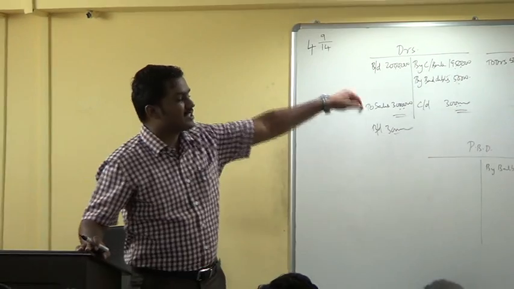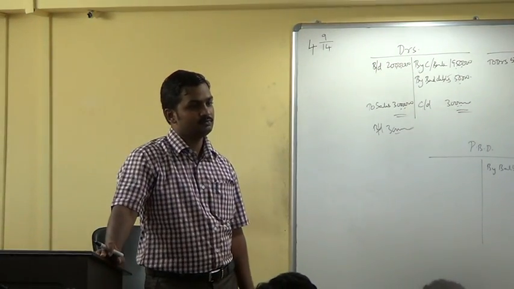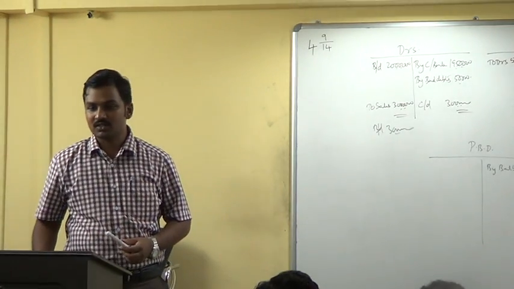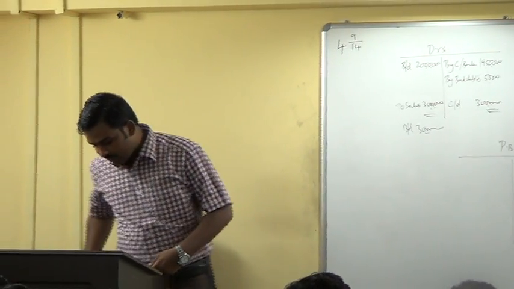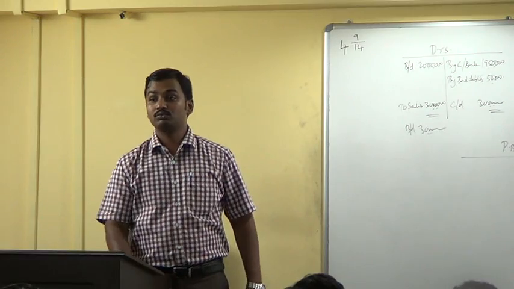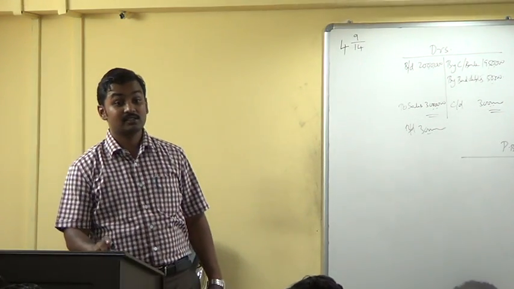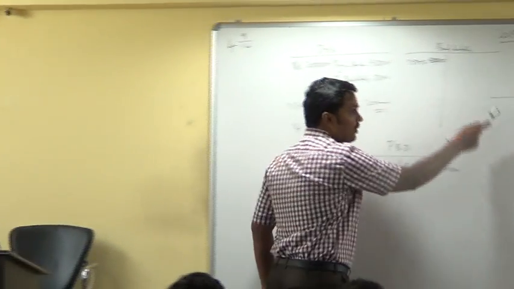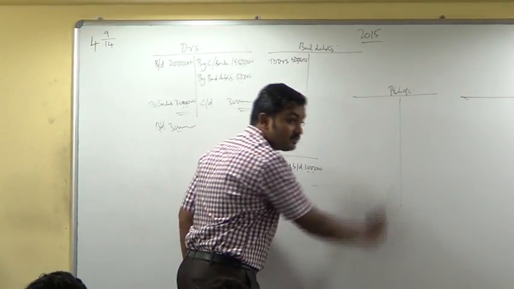Now, what will you do with this bad debts now? Tell me. Bad debts account is showing a debit balance of 50,000. No, it's a loss. Should you debit it to the profit and loss account, or should you transfer it to somewhere else? Provision for bad debts. What will you do with this bad debts loss? Should you debit it to P&L account?